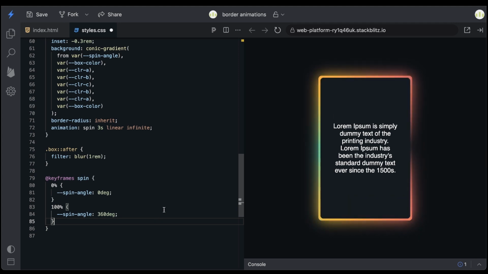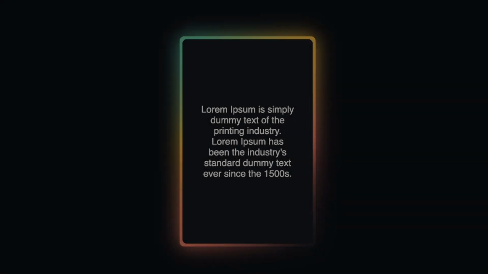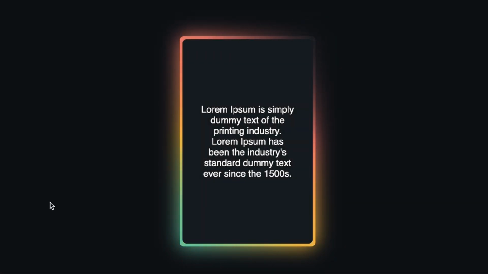You've now learned to create an amazing gradient border animation using HTML and CSS. In this video, we have covered custom properties, CSS animations, and even some cool tricks with pseudo-elements. It's a fun and interactive effect that adds a dynamic feel to any website.